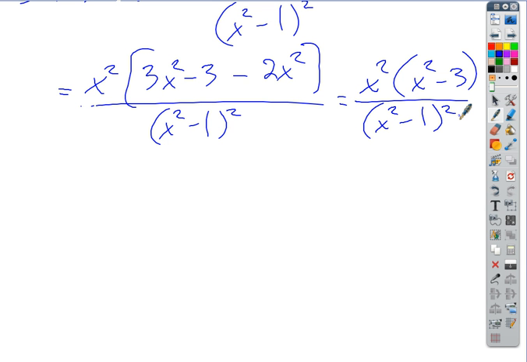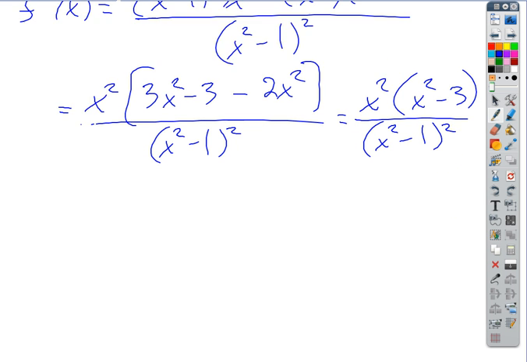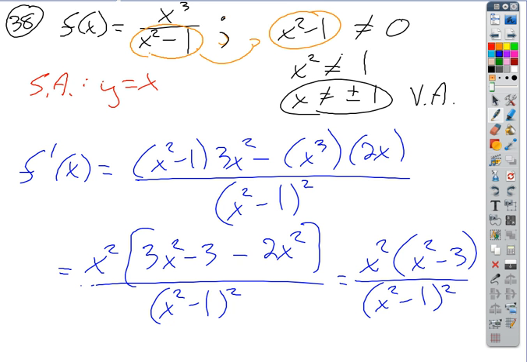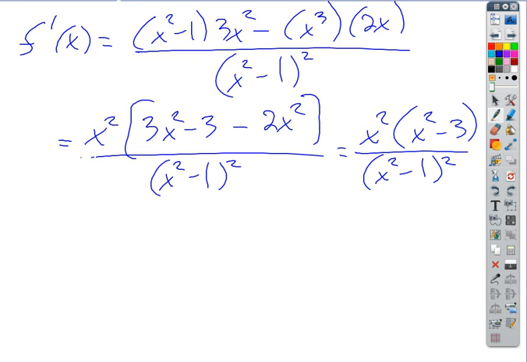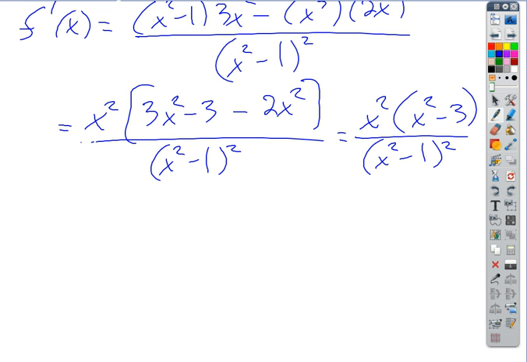Now that's really helpful. We got our derivative in factored form, right? So no surprise that if we look back at the original function, we had vertical asymptotes at plus and minus 1. The original function was undefined there. So the bottom is undefined in the same places. The derivative inherits the discontinuities from the function. So those are not critical numbers because the function's not defined there.